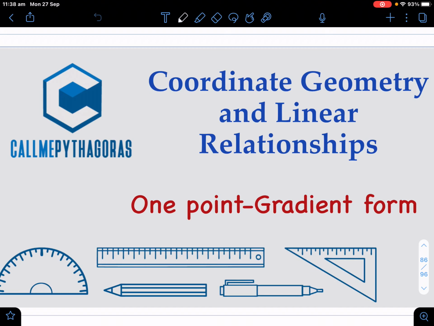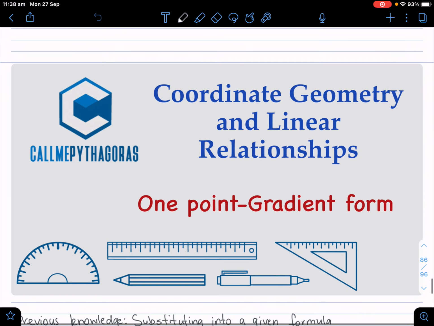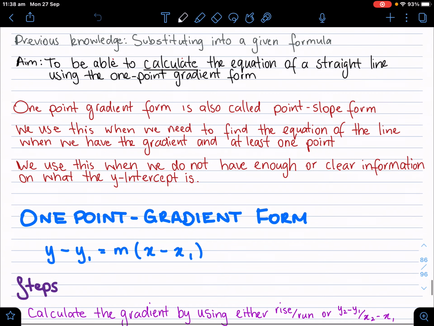Hey guys, so today we're going to go through the one-point gradient form as part of coordinate geometry and linear relationships. The aim of this video is that you should be able to calculate the equation of any straight line when you have 1 point and you have the gradient.